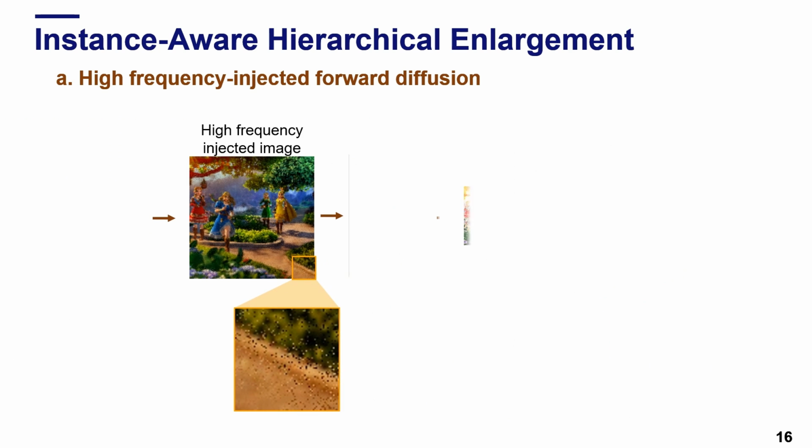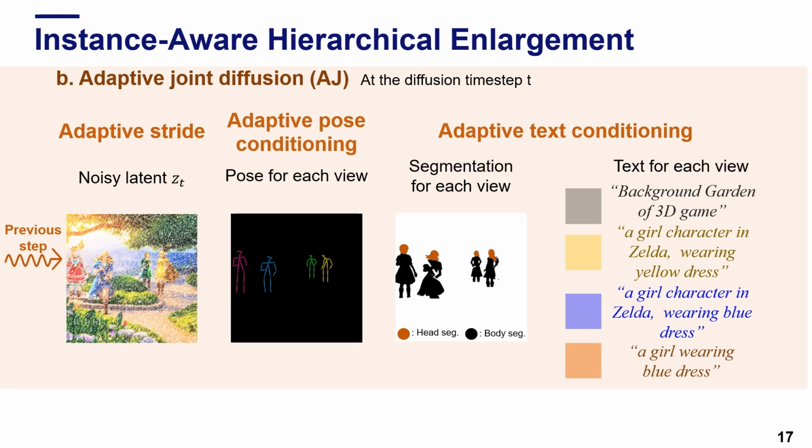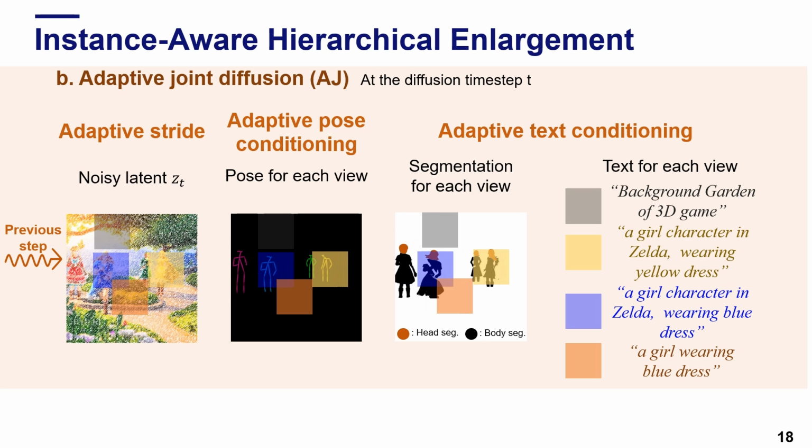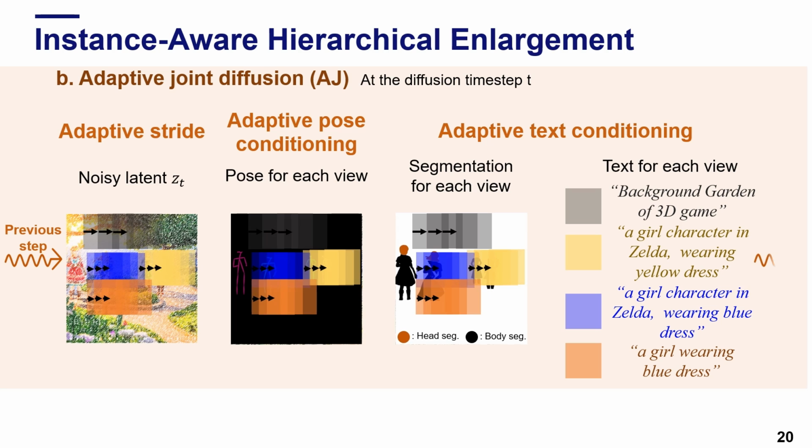Next, we perform latent encoding and forward diffusion process. To resolve duplication of objects and humans in the naive joint diffusion, we introduce adaptive conditioning and adaptive stride. For each view, we check which human instances are present. If an instance is included, we add its pose and detailed description to the global prompt used for that view in the diffusion models. Also, to improve efficiency, we employ an adaptive stride for the joint process. We reduce the stride in regions containing humans, ensuring that these areas capture fine details. In contrast, the stride is increased in the background regions, allowing for more efficient computation in these areas.